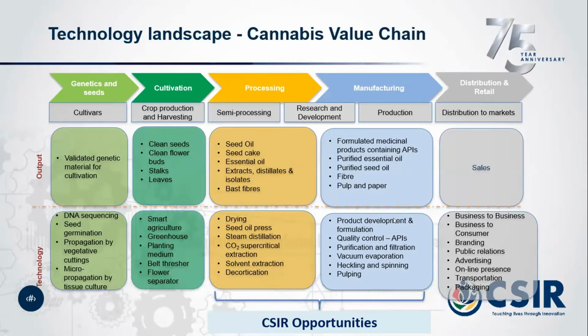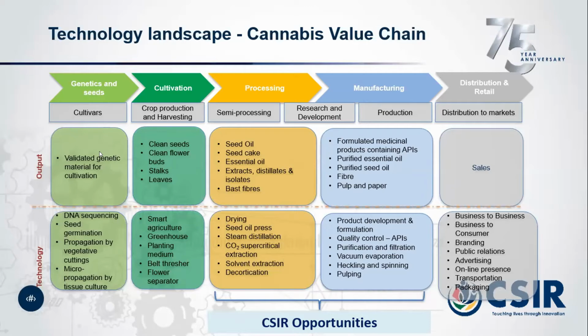So if we look at the technology landscape also, on this slide I put the output and the technology. You need a lot of technology to get some of the products out. And South Africa has most of these technologies, as you can see from my next slide. My next slide is talking only about what CSIR has, and we've done a little bit on Gauteng to see what is in the province. So we have most of it. If you look at, for example, genetics and seeds, you need to know what kind of seeds you are working with.